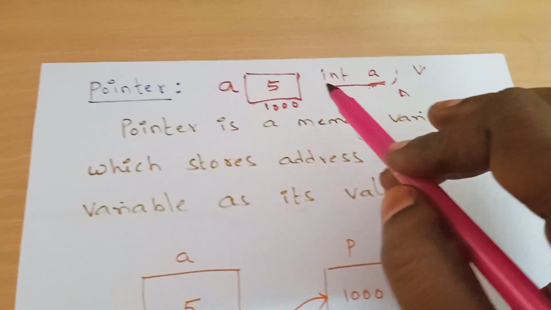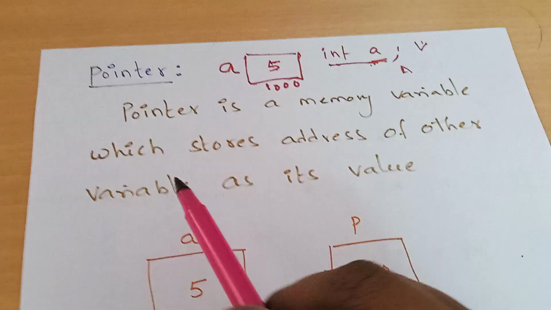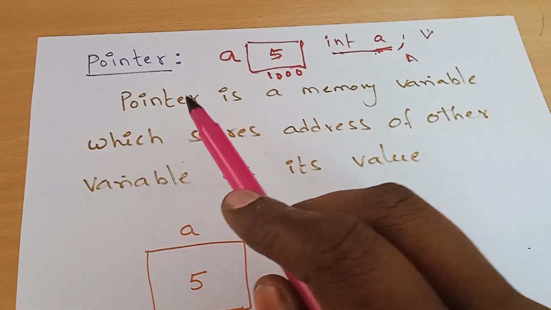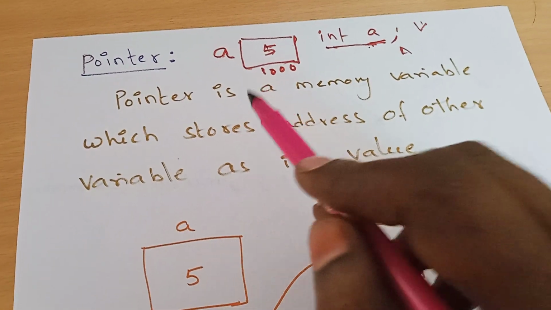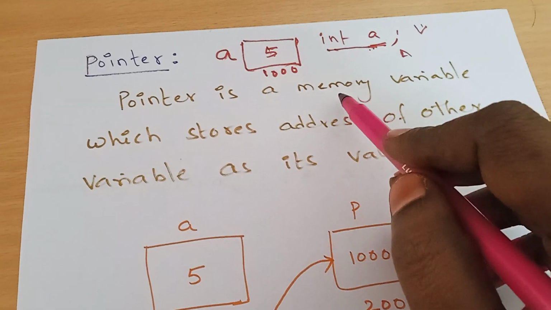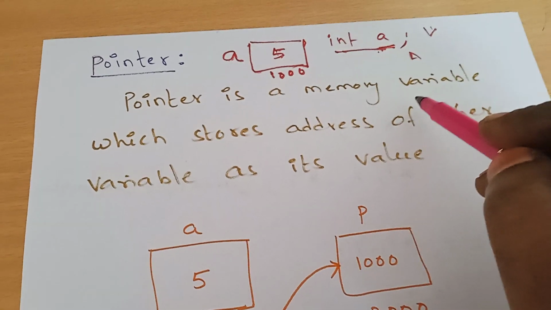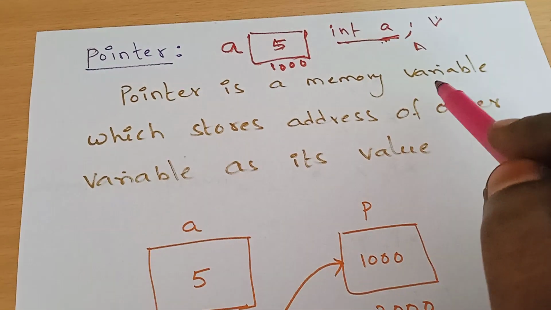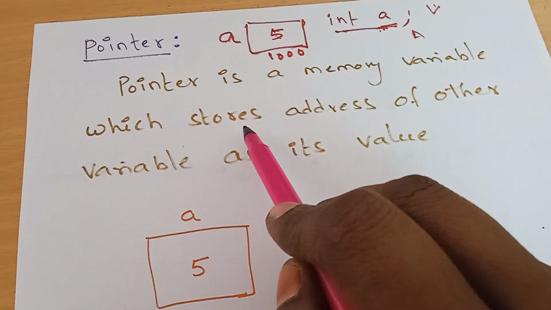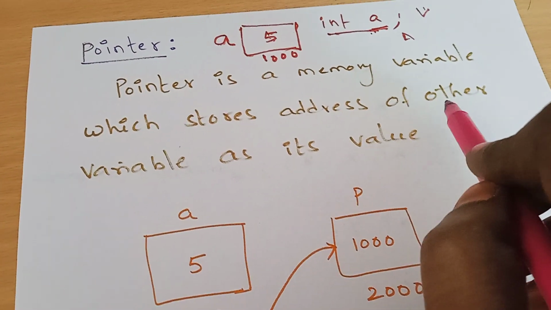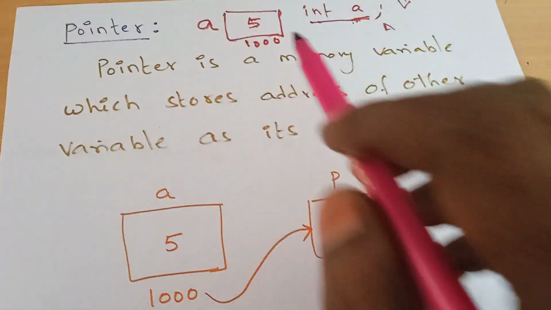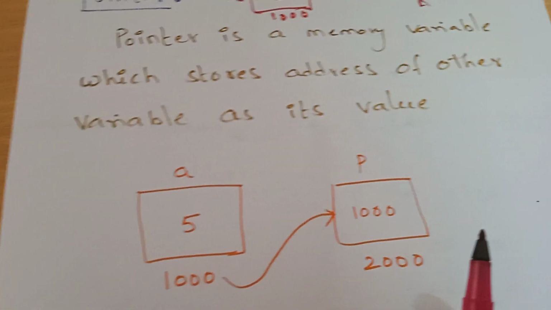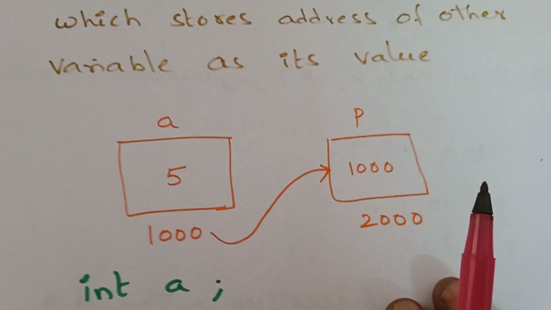Now let's understand the concept of a pointer. A pointer is not just like a variable, it is a special variable which is also called a memory variable. A pointer is a memory variable which stores the address of another variable as its value. Now look at this example, definitely you will understand it.